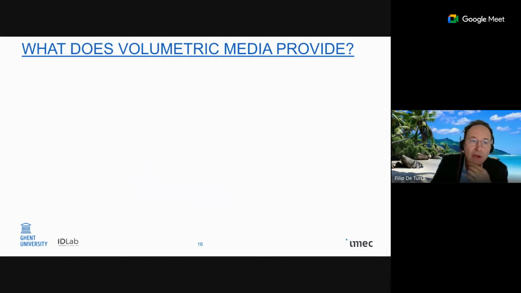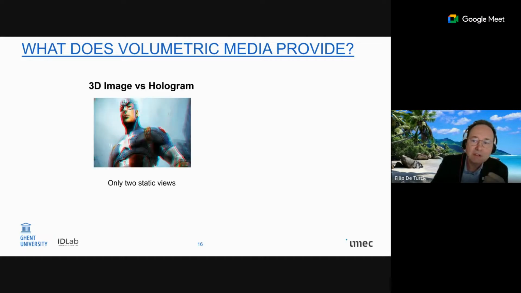So if we look at volumetric media delivery in the traditional 3D images, there are two static views. So there is a view for the left eye and a view for the right eye, and these need to be synchronized. But if we focus on holograms, then we add parallax.